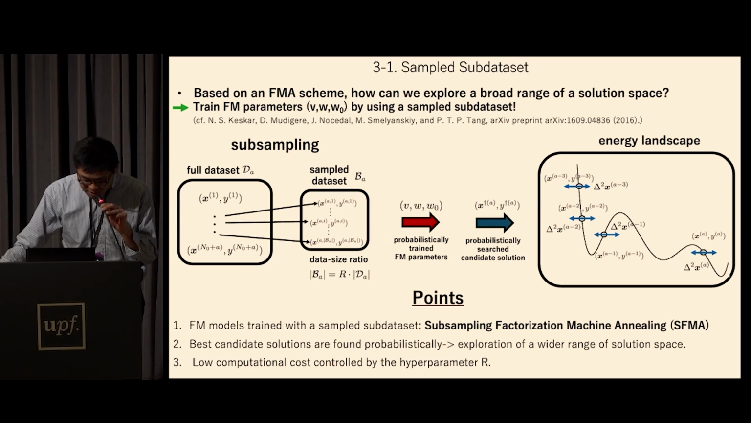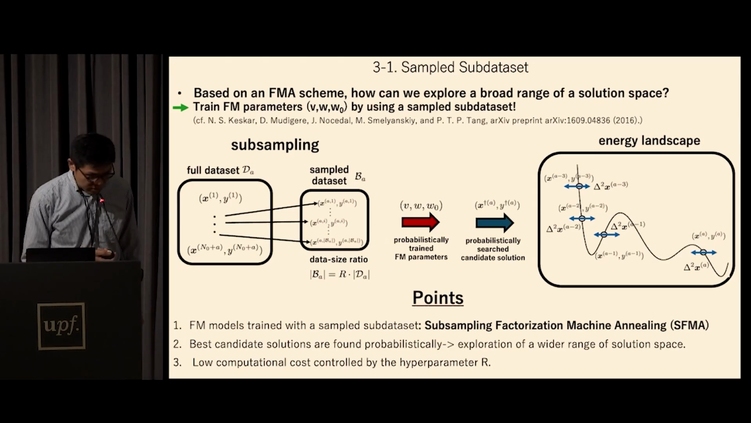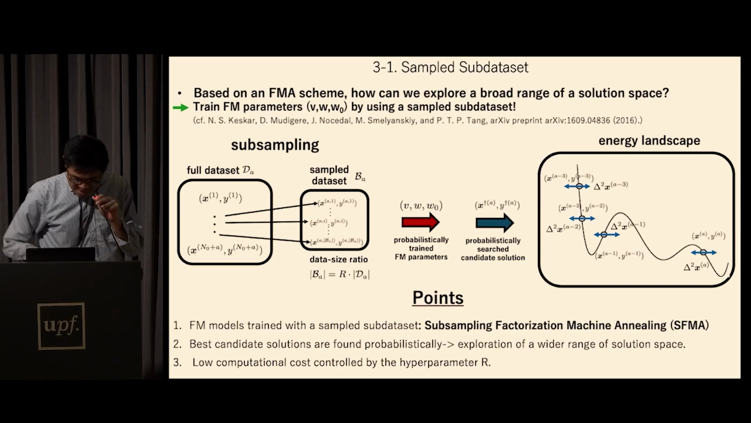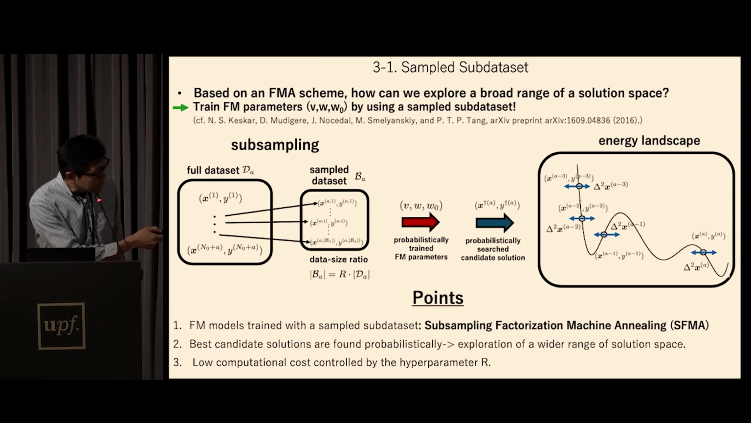And second, since the FM models are trained probabilistically, we are able to explore a wide range of the solution space, which leads to the amplification of exploration performance. And lastly, there's another main feature of this SFMA, and that is we can run this SFMA with lower computational cost than the FMA. And this is because we are using the subdata sets to train the FM models.